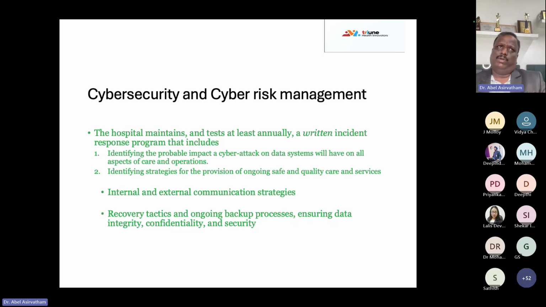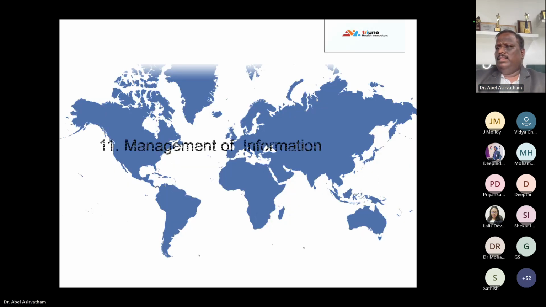So like how we used to do for disaster management, a similar thing you need to do for a cyber security, cyber risk management drill also. Then he talks about internal and external communication strategies, recovery tactics, and ongoing backup process, ensuring data integrity, confidentiality, and security. Then we go to the 11th chapter, which talks about management of information.